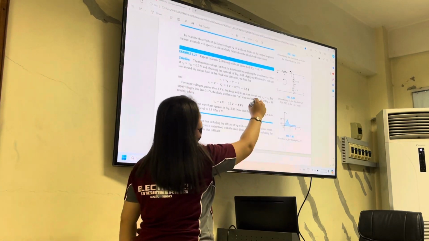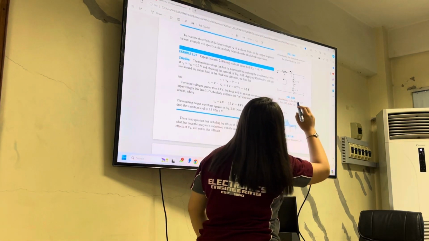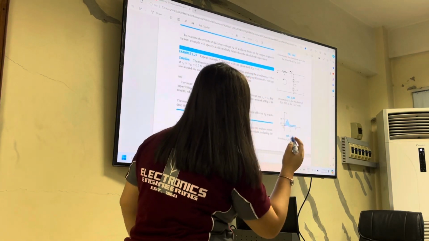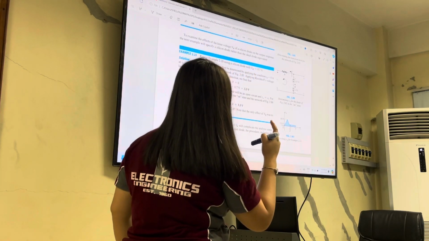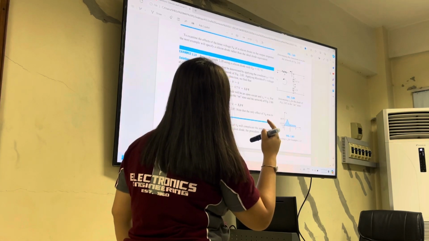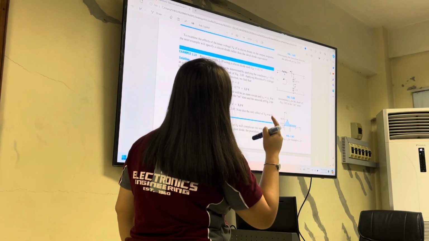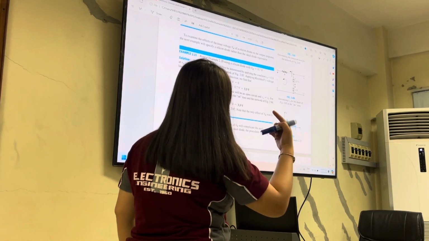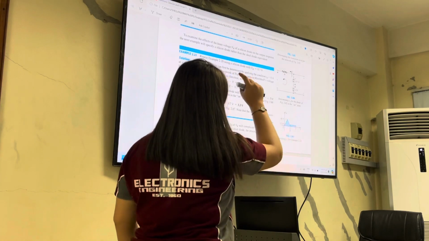No, V output, since our... hold on. Makabaliktad. At the positive half cycle, our VI is equal to V output. At the negative half cycle, our output is just equal to that branch.